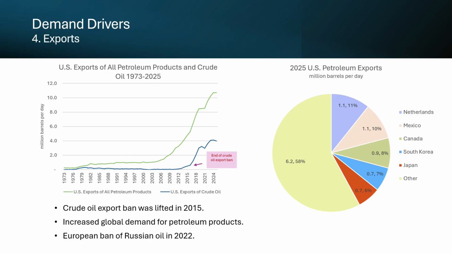However, the shale boom, which I will discuss shortly, increased domestic production and alleviated major oil shortage concerns. Petroleum products transportation infrastructure also improved. After the ban was repealed, crude oil exports increased from 300 million barrels per day in 2015 to almost 4 million barrels per day in 2025, growing annually at 28%. In addition, growth in US exports has been fueled by increased global demand, with a temporary pause due to the COVID-19 pandemic and the European ban on imports of Russian oil in 2022. In 2025, the largest importer of US petroleum products was the Netherlands, followed by Mexico, Canada, South Korea, and Japan.